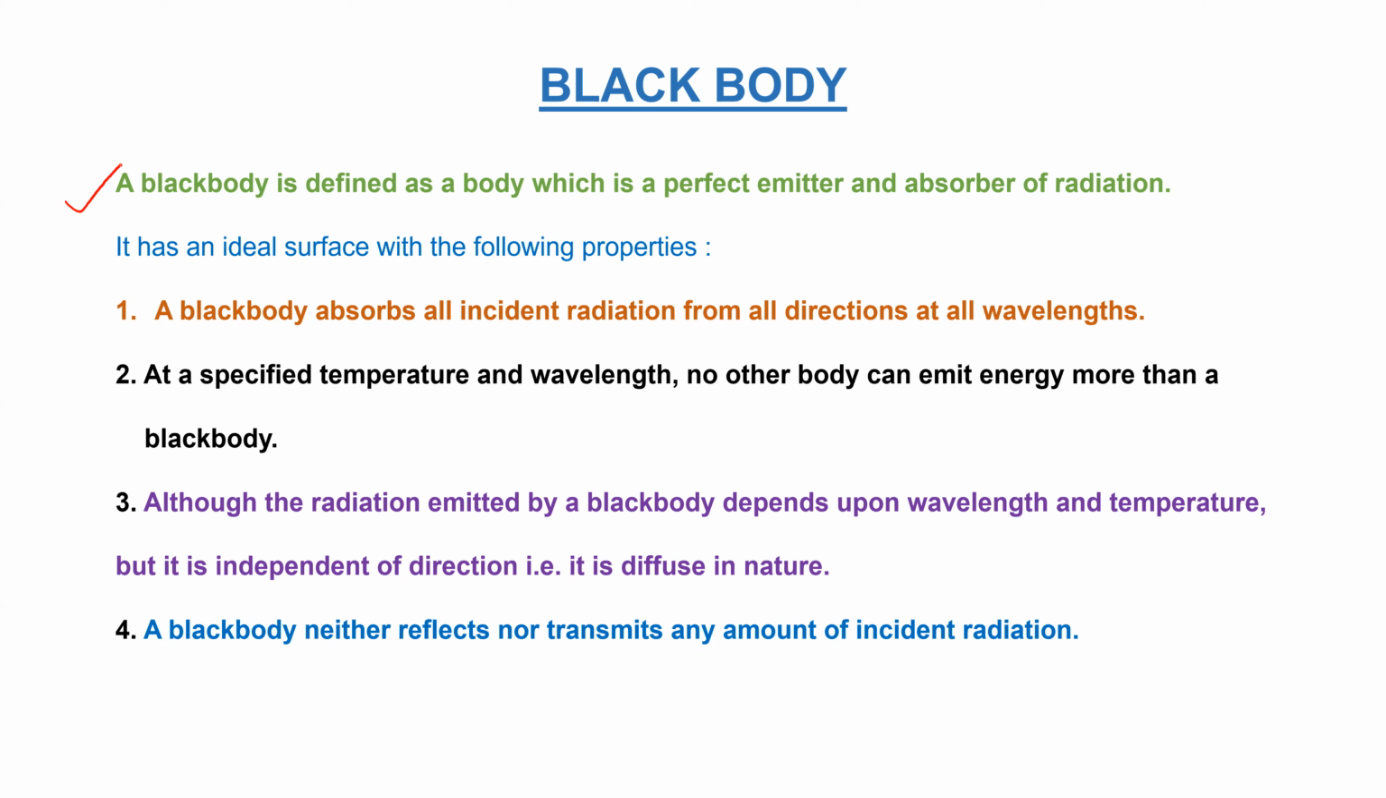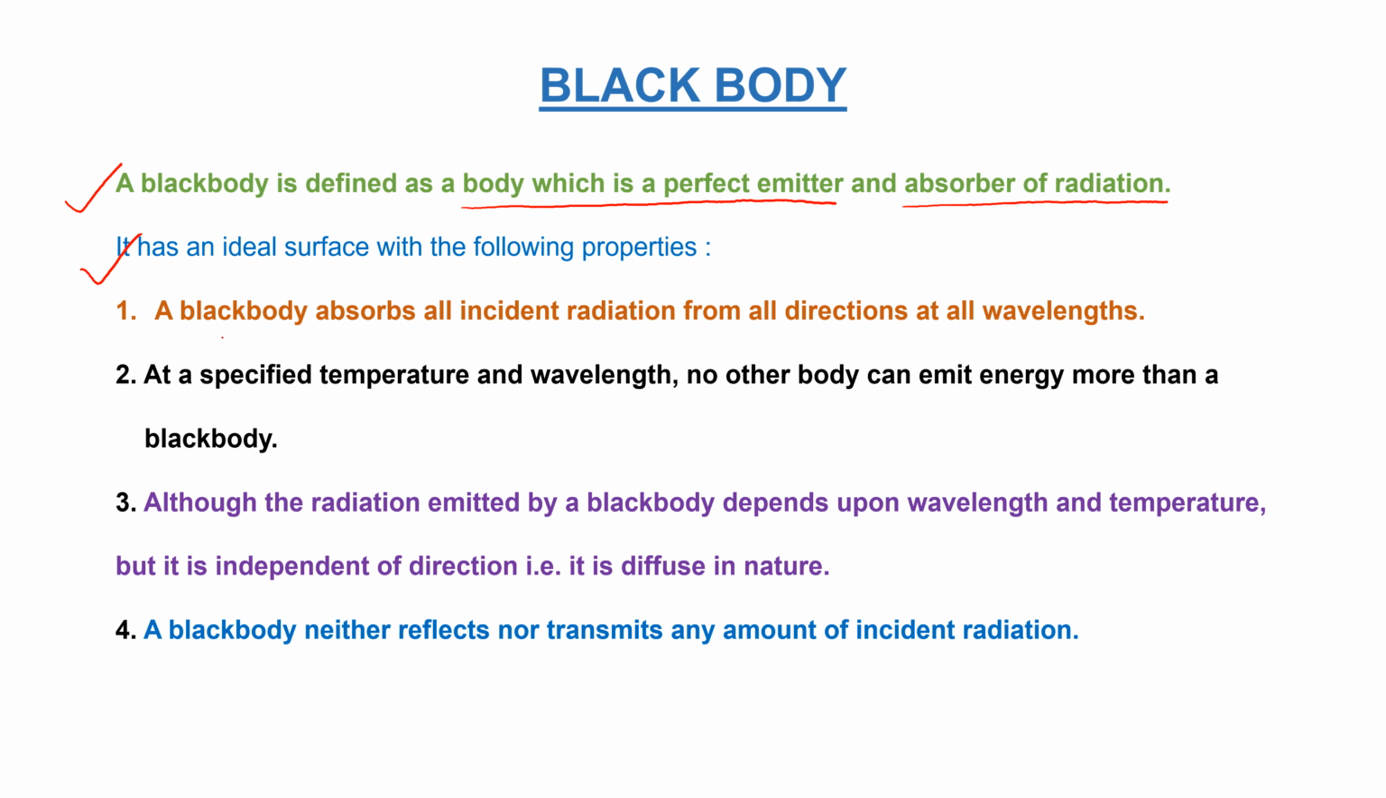A black body is defined as a body which is a perfect emitter and absorber of radiation. So basically it will emit the maximum amount of energy and it will absorb all of the energy which is falling on it. It's an ideal surface and it has the following properties.